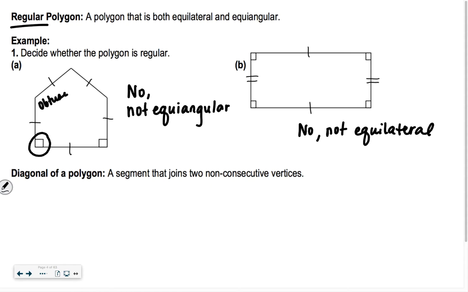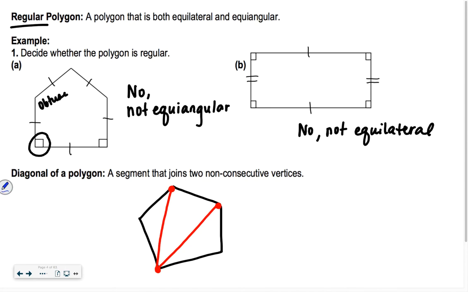Okay, a diagonal of a polygon. So let's say we have a polygon. A diagonal goes across the polygon to another vertex. This is a diagonal. Okay. Everybody look up here.